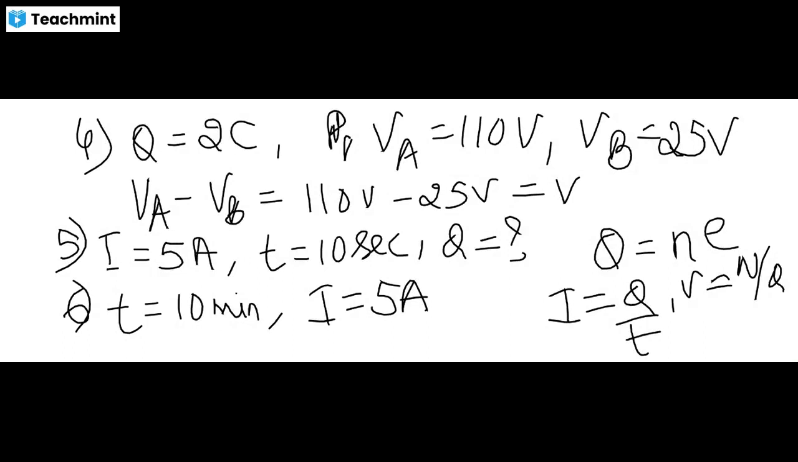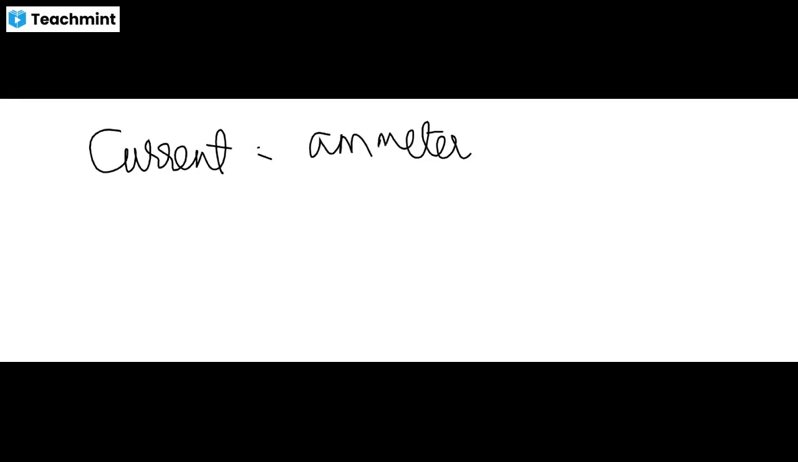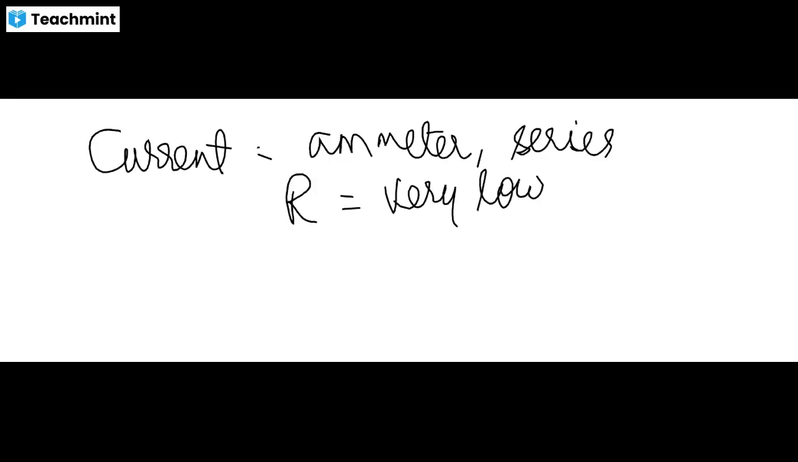So in this one more you should remember current. For measuring current, what is the device you are using? Ammeter. And how is it connected? In series. And what is the resistance of an ideal ammeter? It should be very low resistance. Very low resistance, you can take it as 0 ohms also.